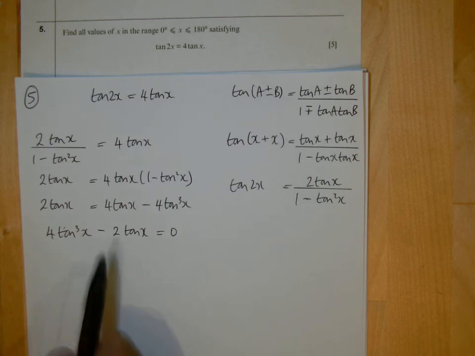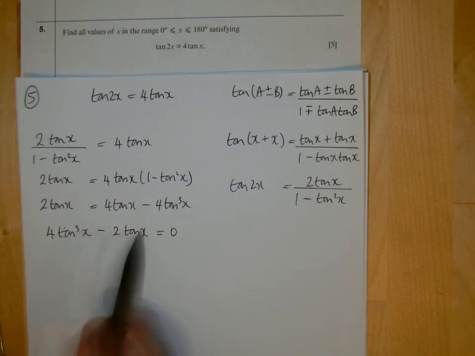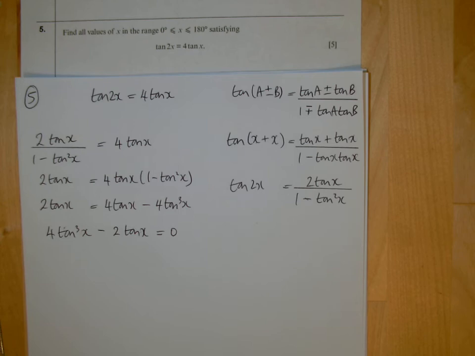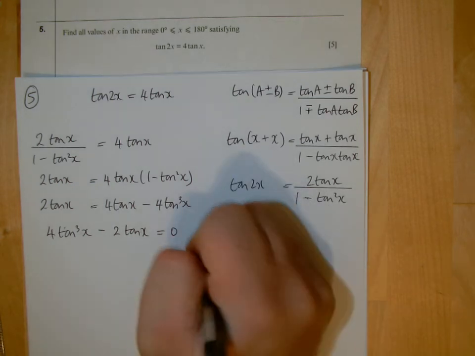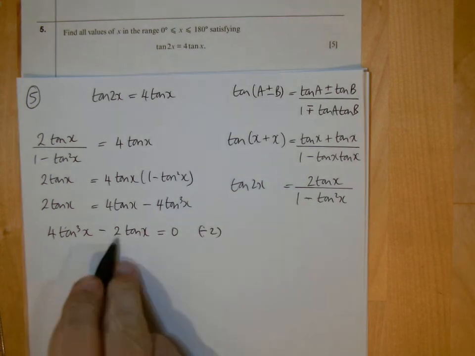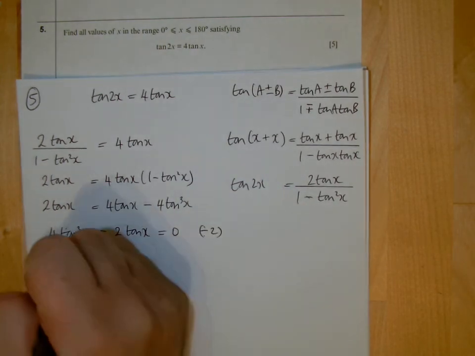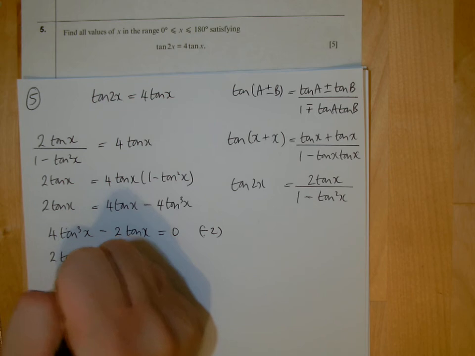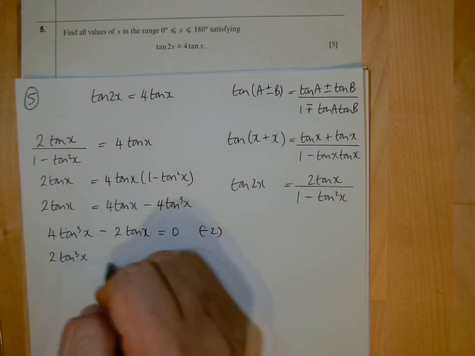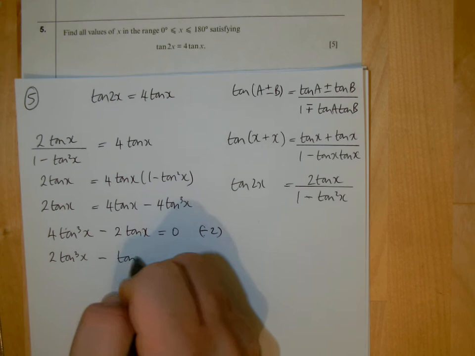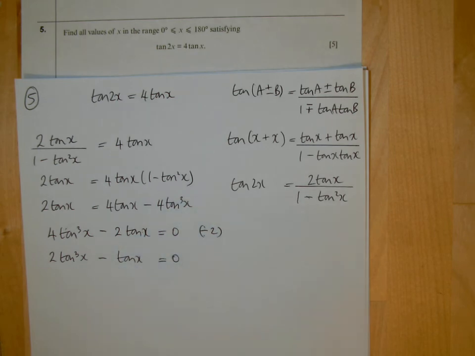What's great about this is we've got 2 terms in this equation, and we can solve it because we've also got a common factor. If you notice, tan x goes into both. So we can take tan x out, extract it and create a bracket. Perhaps before then, we'll divide by 2, because 2 is also a common factor. So let's divide through by 2, so we get 2 tan cubed x, because 4 divided by 2 is 2, and then 2 divided by 2 is 1. So just cancel through by dividing by 2, and you get that.